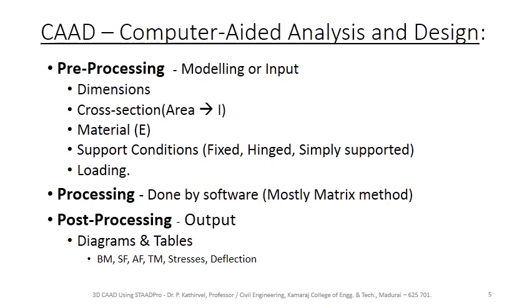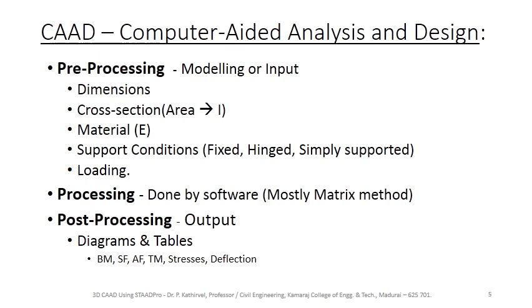CAAD stands for Computer Aided Analysis and Design. The three stages in this CAD for any software include pre-processing, processing, and post-processing. The pre-processing stage includes the modeling or input, in which the dimension, which is the length of the member, and the cross section are fed into the system. From this cross section, the moment of inertia is arrived at, and along with that the material is specified, from which the Young's modulus E is taken as input.